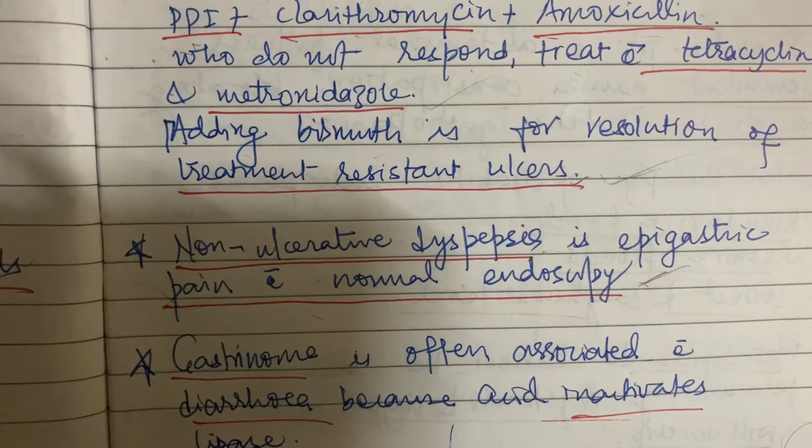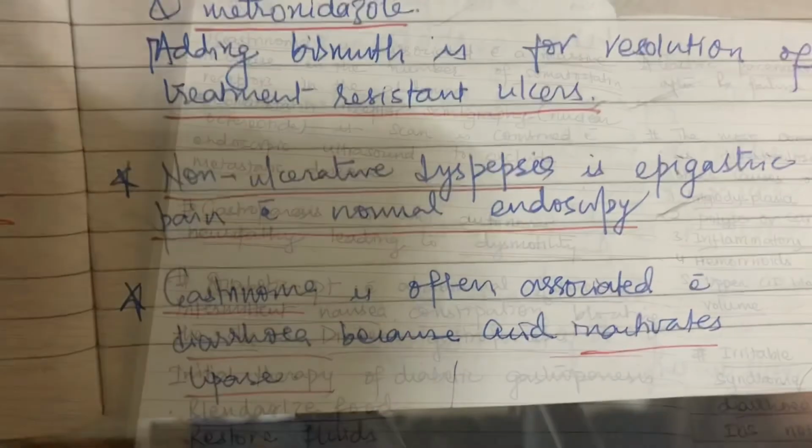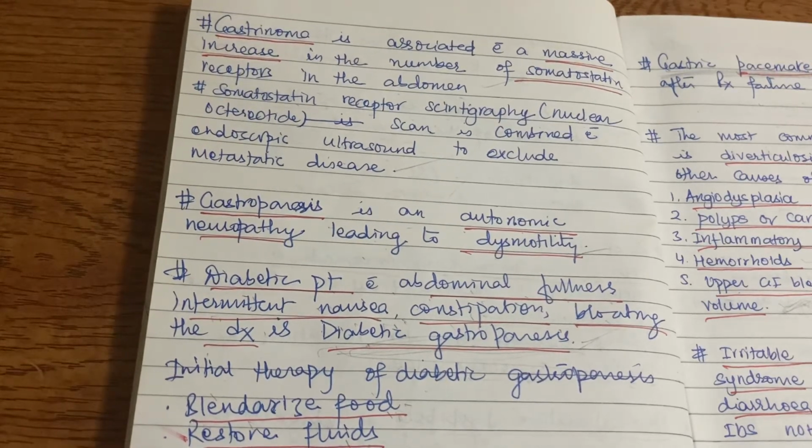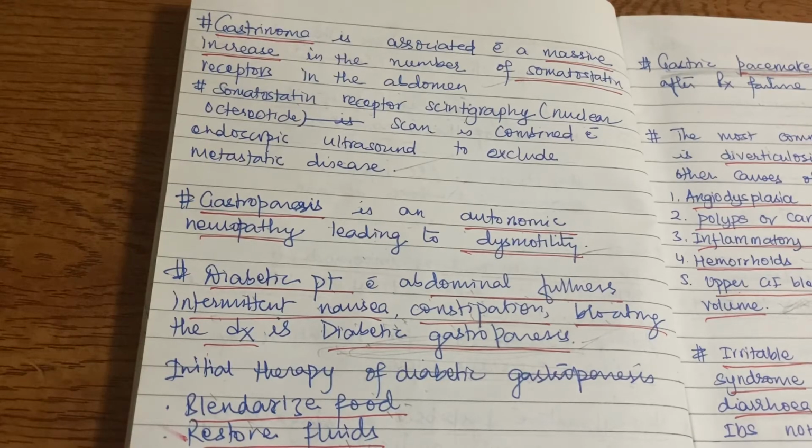Gastrinoma is often associated with diarrhea because acid inactivates lipase. Gastrinoma is associated with a massive increase in the number of somatostatin receptors in the abdomen. Somatostatin receptor scintigraphy, the nuclear octreotide scan, is combined with endoscopic ultrasound to exclude metastatic disease.